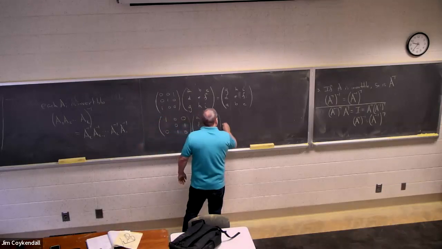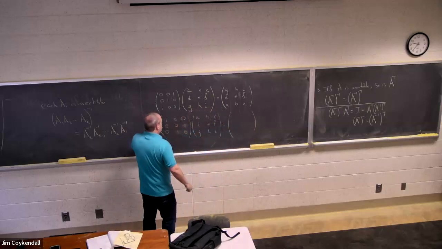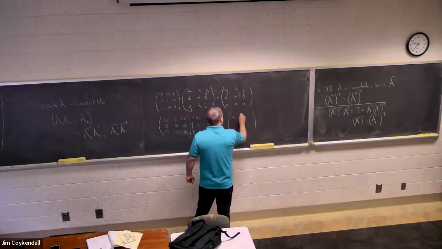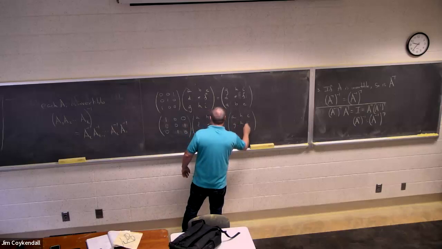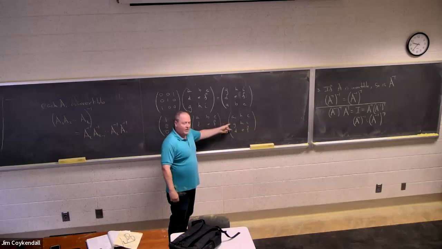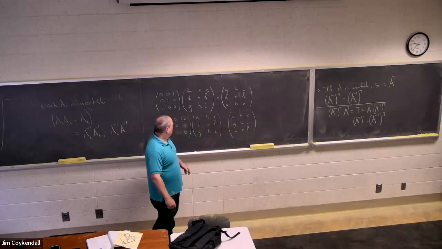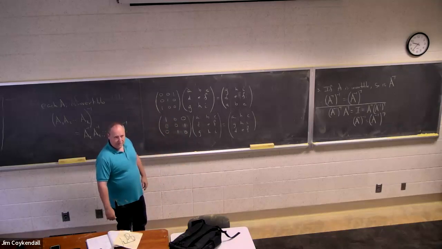What happens if I do this? ABC, THI, EF. What happens? This matrix swaps rows 2 and 3. What happens if you swap rows 2 and 3 here? You get the identity. Okay.